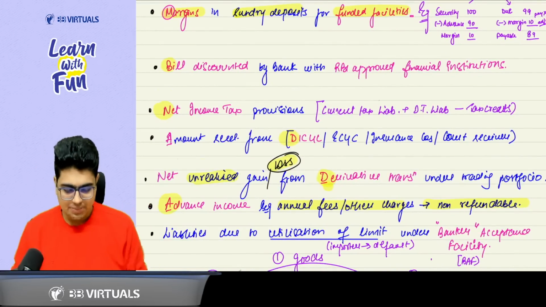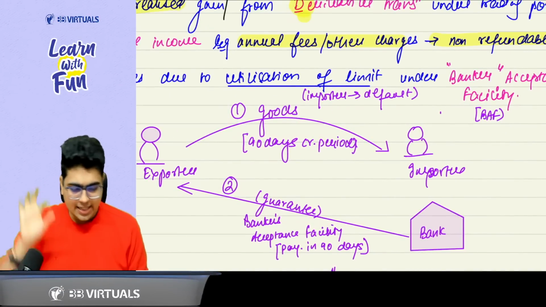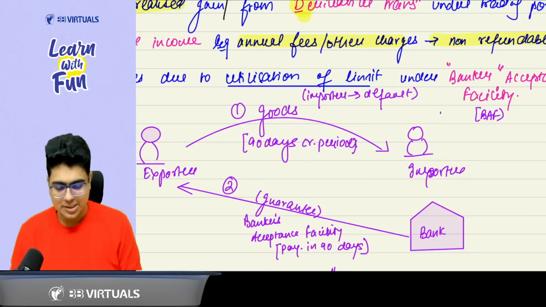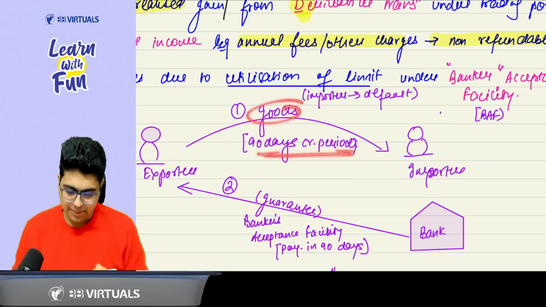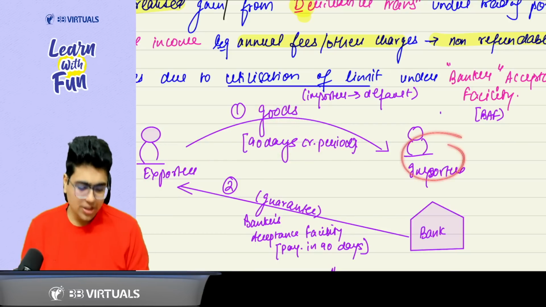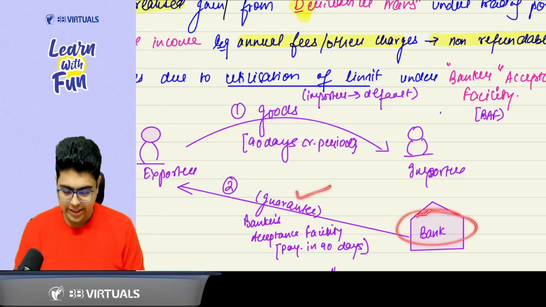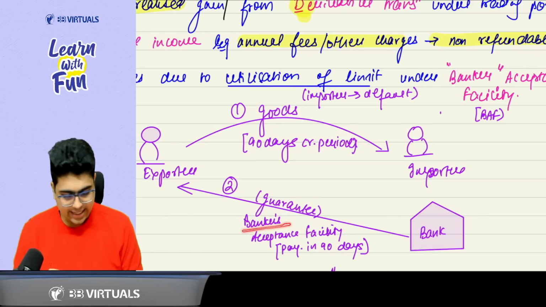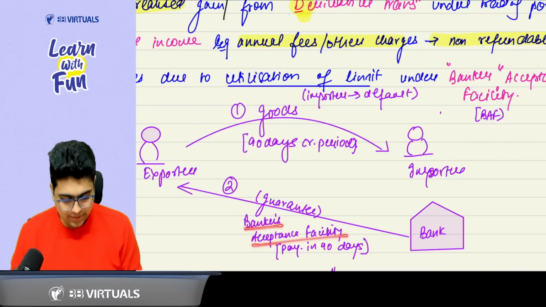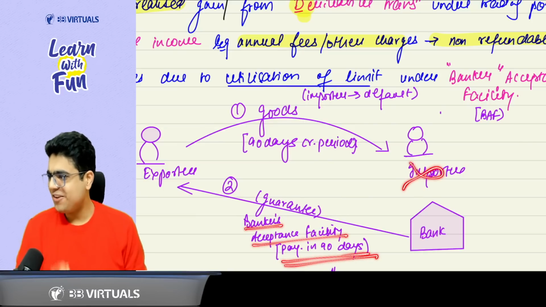And the last part, please understand, everyone with me. Look at the photo. So what happens? In this photo, there is an importer and an exporter. The importer wants goods from the exporter with a 90 days credit period. Now the exporter is worried whether the importer will pay the money or not. So it asks the bank of the importer to give a guarantee, in the form of a banker's acceptance facility, that if the importer doesn't pay, we will pay in the 90 days.